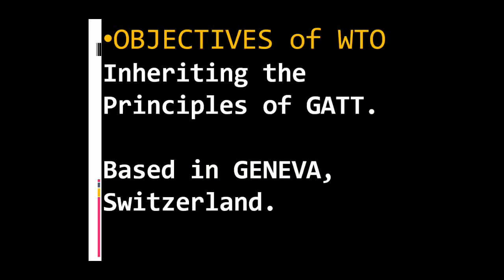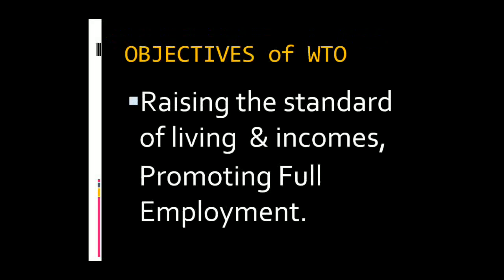So the objective of WTO is inheriting the principles of GATT. It is not going to do anything new. It is going to inherit the principles of GATT and then start working according to the needs of the member countries. WTO is situated in Geneva, Switzerland.